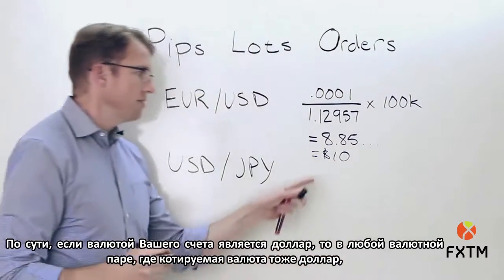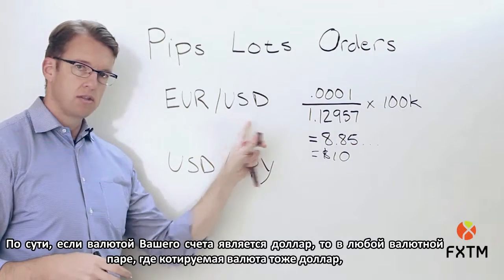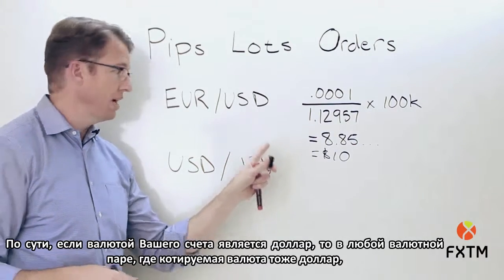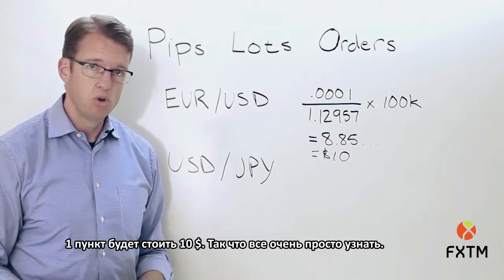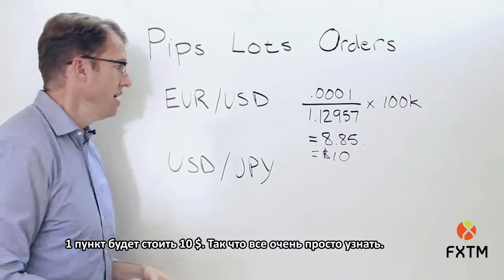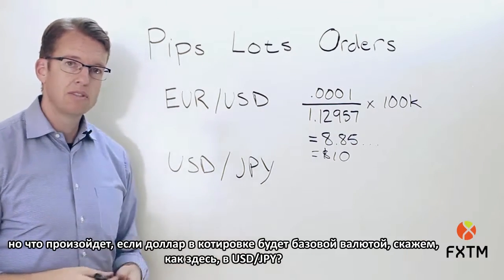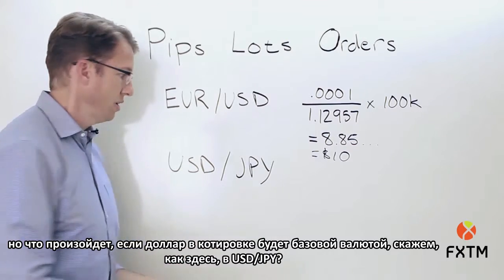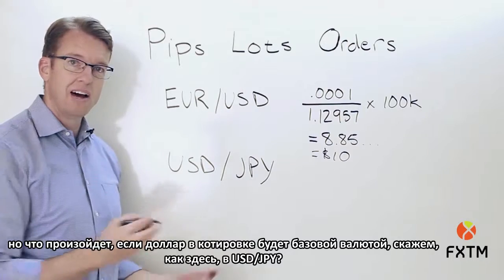In fact, if your account currency were the dollar and any particular currency pair that you're trading where the dollar is in the quote, then a 1 pip move in that currency is going to be worth $10. So it's really easy to figure out. Now, assume that your account currency is the dollar. What happens if the dollar is not in the quote? What if it's over here on the base side, like it is here with the dollar to the yen? How do we figure that out?